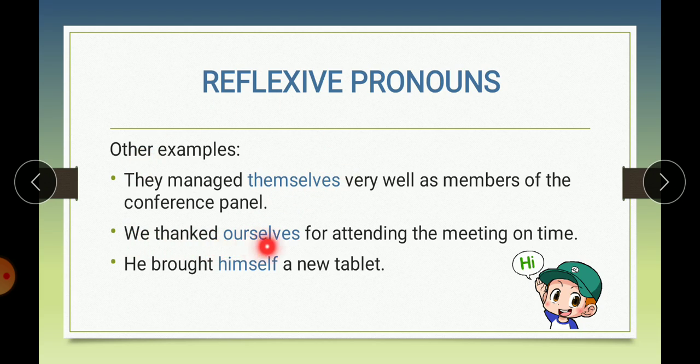We thanked ourselves for attending the meeting on time. Ourselves is a reflexive pronoun and we is a personal pronoun. So whenever in the sentence it is we, it will take the reflexive pronoun ourselves. He brought himself a new tablet. Himself is a reflexive pronoun and he is a personal pronoun. So whenever in the sentence there is he, it will take the reflexive pronoun himself. Right? So words that end with self or selves are reflexive pronouns.